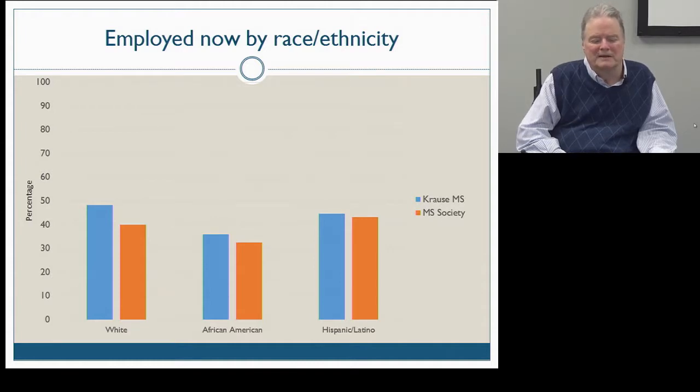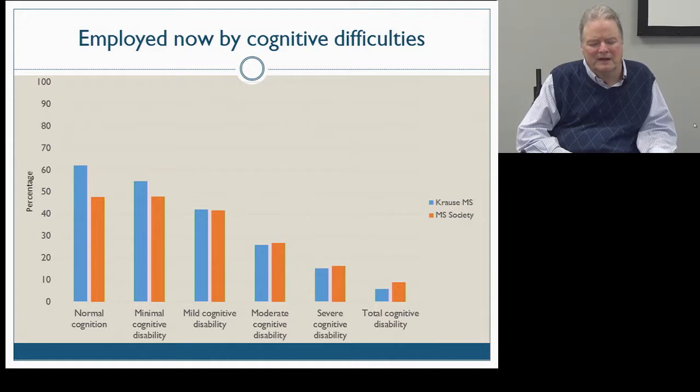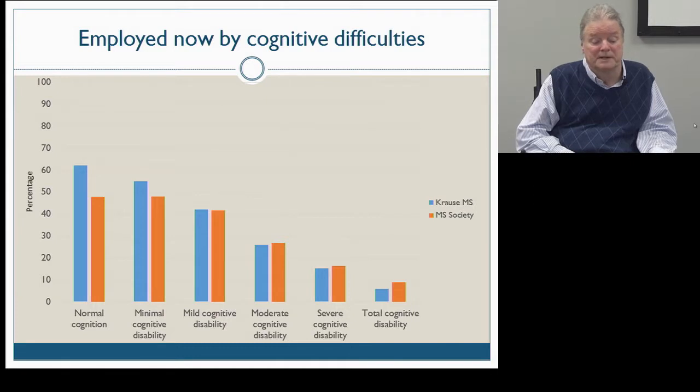And employment by cognitive difficulties. In the Research and Training Center study, we used some of the items that were used by Dr. Rumrell in the MS Society study. You can see the employment rate being almost linearly related to cognitive difficulties in our study and in the Rumrell study of the MS Society. Little difference at the top end, but very similar patterns. Next.